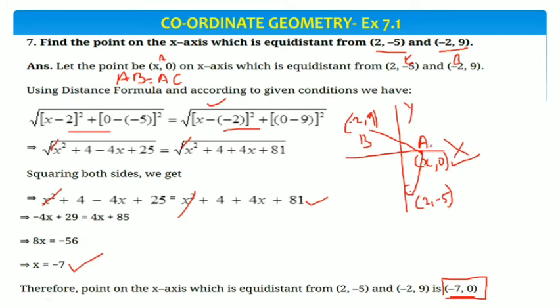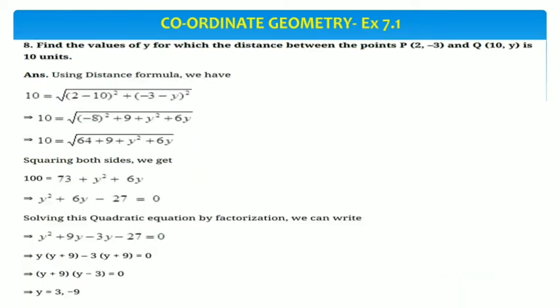If in the same question the point A were lying on the y-axis, then in that case we would have taken the coordinate as 0 comma y, because on the y-axis the x coordinate is 0. So this point we have to keep in mind while solving such type of questions, and a very important question from examination point of view. Now moving on to question number 8.